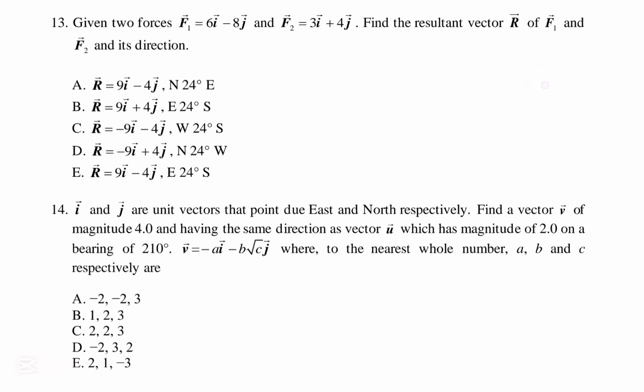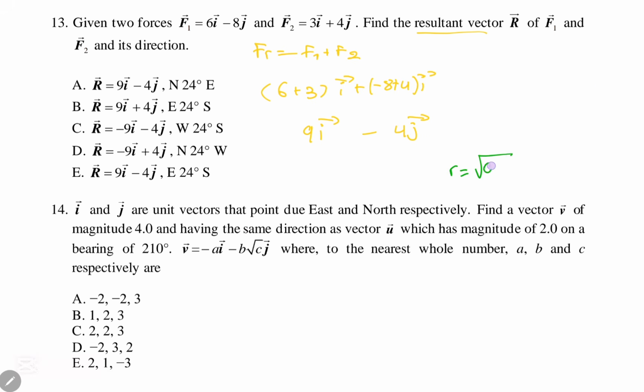Given two forces, F1 equals 6i minus 8j and F2 is 3i plus 4j. Find the resultant vector r of F1 and F2 and its direction. So remember, when we have two forces, the first thing we need to do is add them together to find F resultant. It's F1 plus F2. So it's going to be 6 plus 3 i plus minus 8 plus 4 j. So that's going to be 9i minus 4j, okay? So now we can find the resultant, which is r.